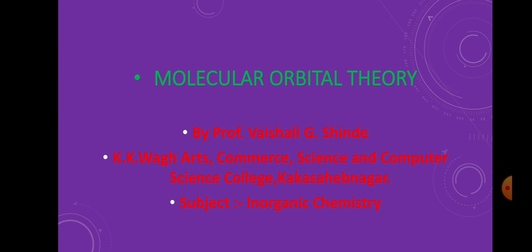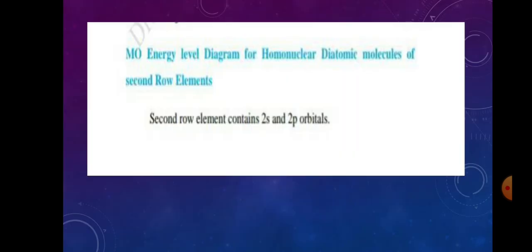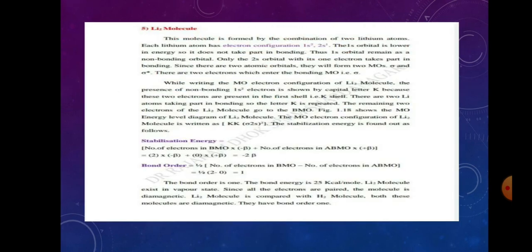It gives immense pleasure to explain the molecular orbital theory. In the previous lecture, we saw the molecular energy level diagram for homonuclear diatomic molecules of second row elements, for example the Li2 molecule. In the Li2 molecule, we saw that it is formed by the combination of two lithium atoms, and each lithium atom has electronic configuration 1s2 2s1.